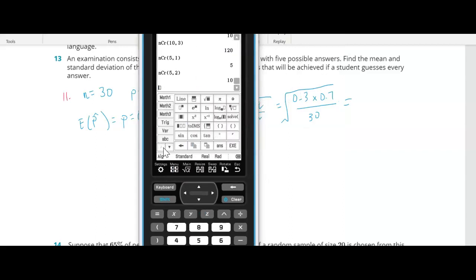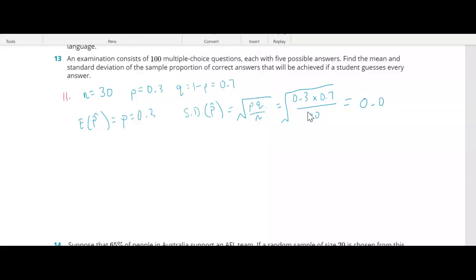All right, let's go back to our calculator. So 0.3 times 0.7 over 30. Now we're in standard, so I'll just put it in decimals. So 0.0837. Okay, so we've got our expected value here and our standard deviation here.